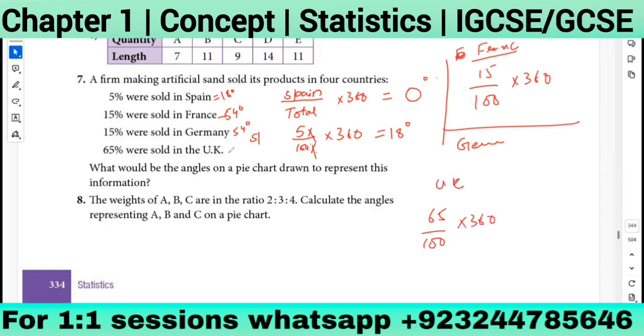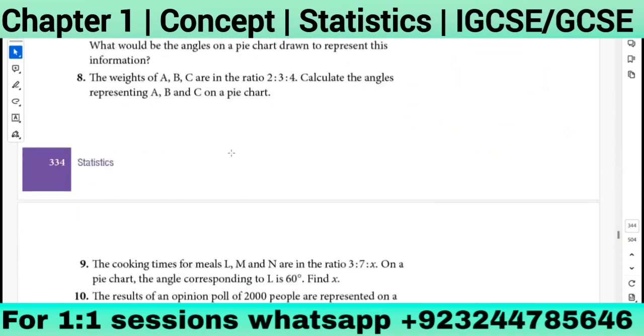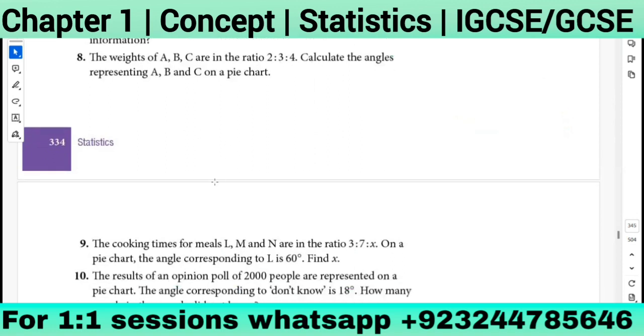234. Good. So now can you understand how to convert percentages to degrees, numbers to degrees, and degrees to numbers? All of these things were cleared in this exercise. The weights of A, B, C are in the ratio 2, 3, 4. Calculate the angles representing A, B, C on the pie chart.